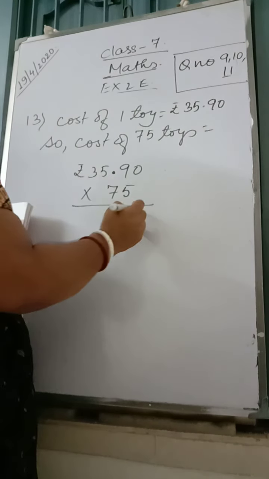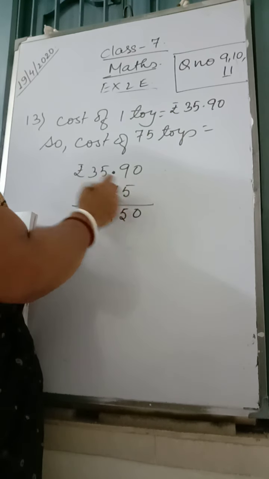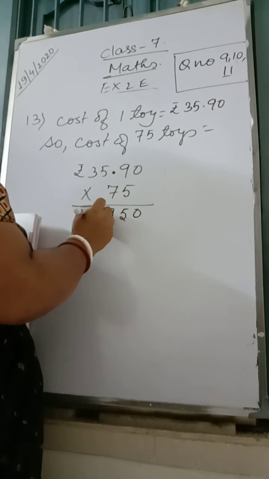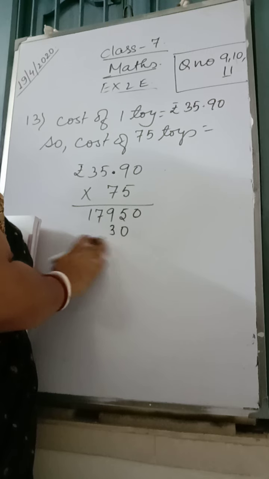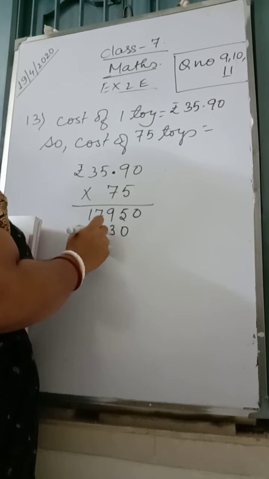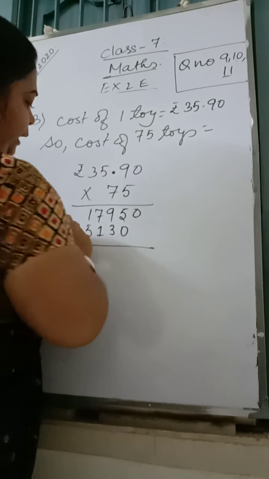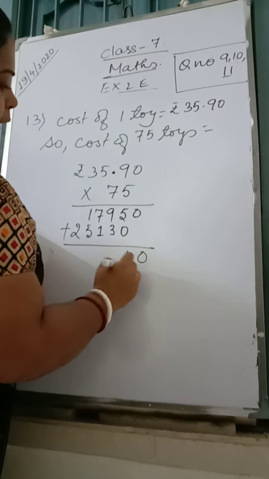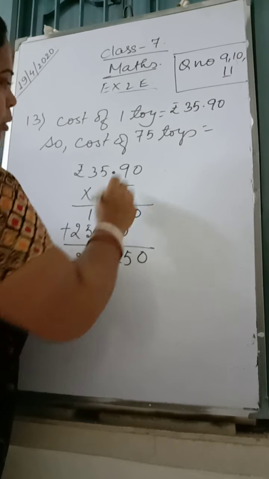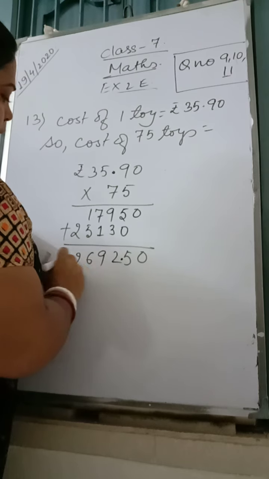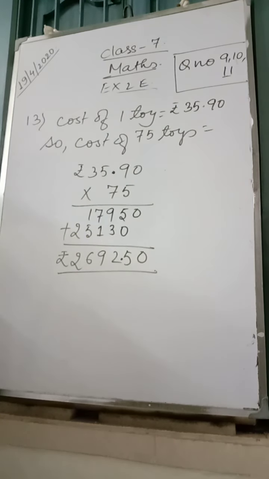You don't have to take tension for this decimal. Just multiply. 5 zeros are 0, 5 9s are 45, 5 5s are 25 and 4 is 29, 5 3s are 15 and 2 is 17, 7 zeros are 0, 7 9s are 63, 6 carry, 7 5s are 35 and 6 is 41, 7 3s are 21 and 4 is 25. Add it up. This would be the cost, rupees 2692.5.